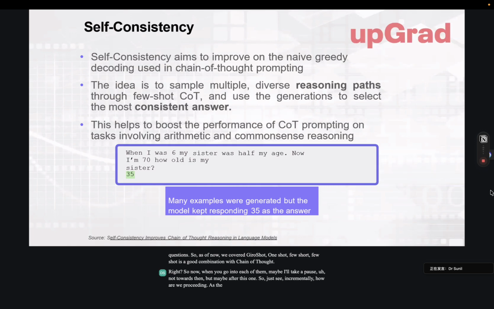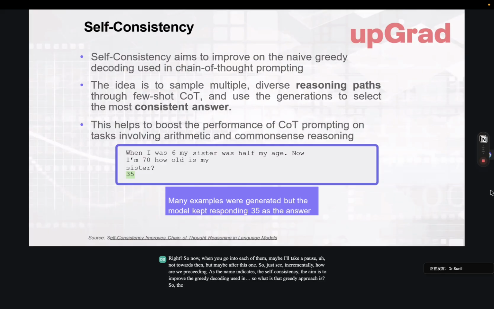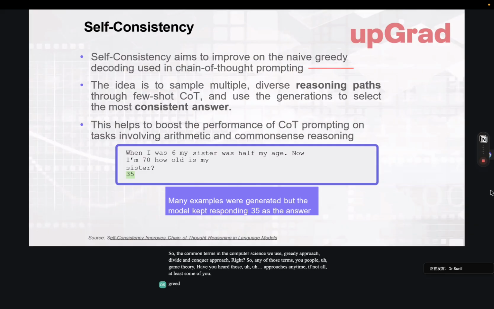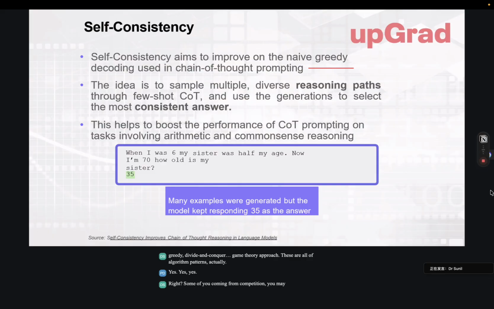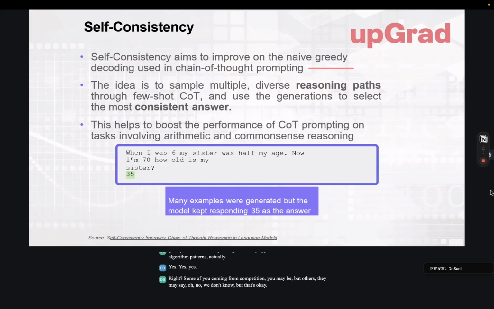As the name indicates, the aim of self-consistency is to improve on the greedy decoding used in prompting. So what is the greedy approach? In computer science we commonly use terms like greedy approach, divide and conquer approach, game theory. Have you heard of any of those approaches? If not all, at least some of you. Greedy, divide and conquer, game theory are all algorithm patterns. Some of you coming from computer science may know them, but others may say no, and that's okay. Let me explain the greedy approach.